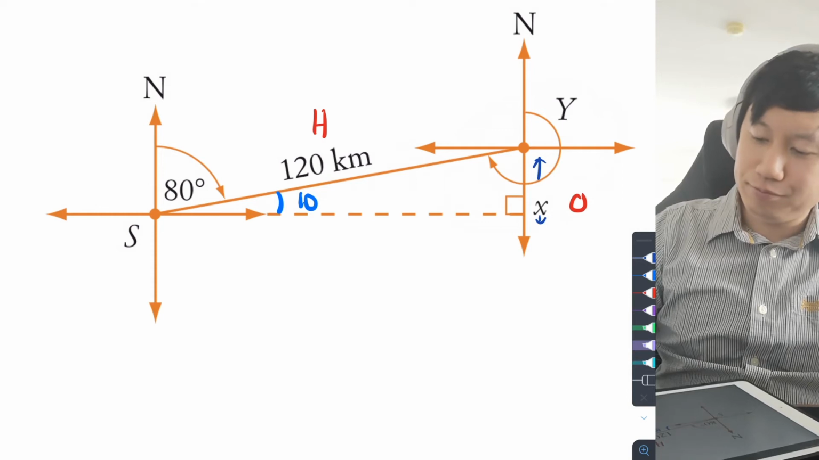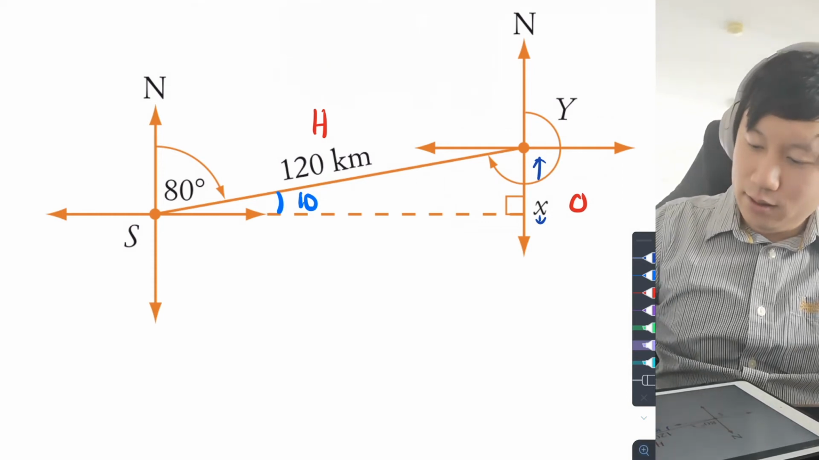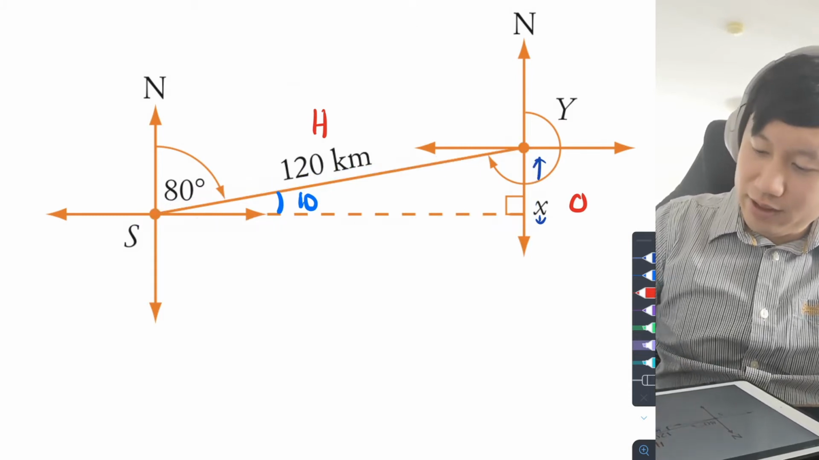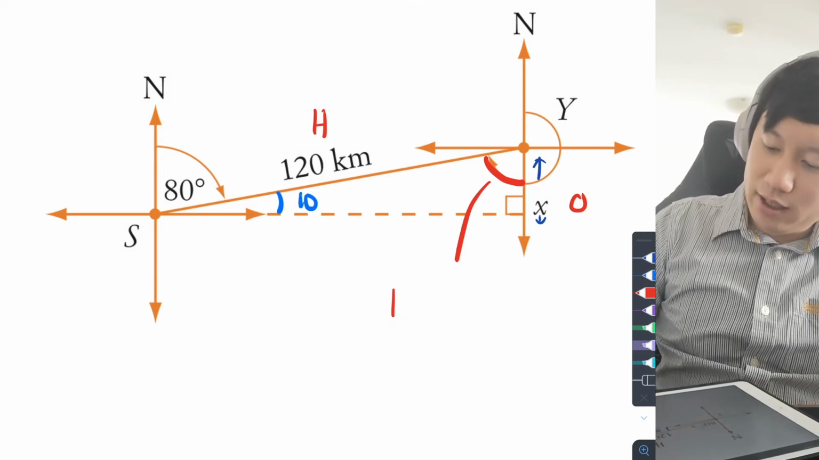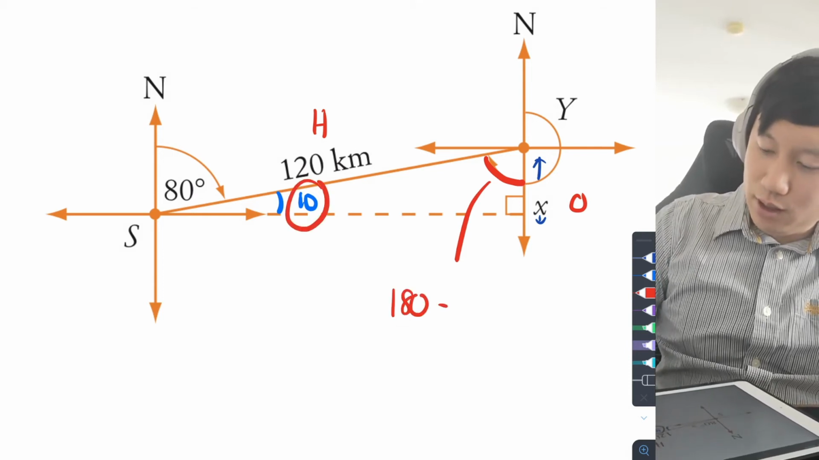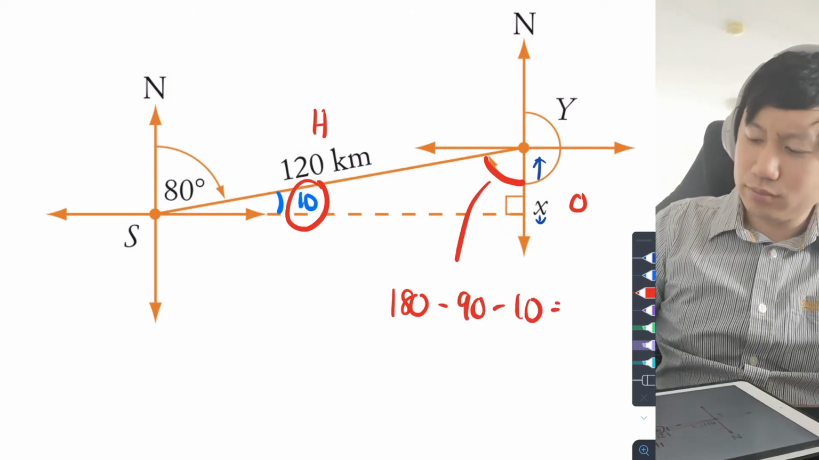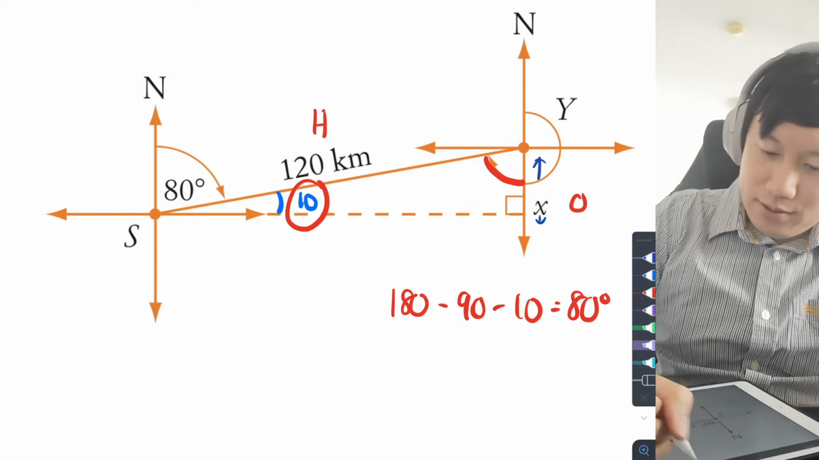Well, we know that using the angle sum of a triangle here, I can find out this angle. That angle there is going to be 180 subtracted by these two angles. So subtracted by 90, subtracted by 10, that's equal to 80 degrees.